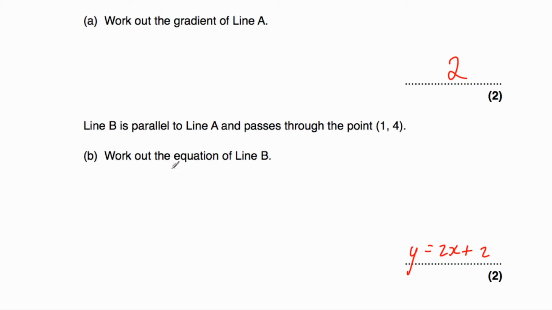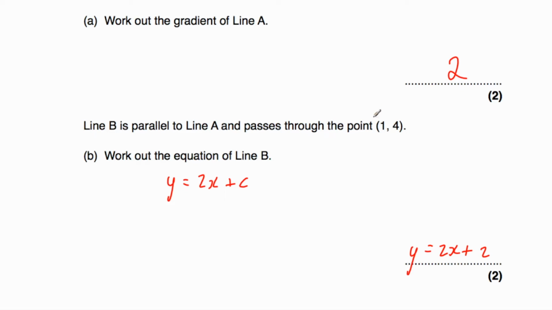So a third way would have been, now because we know the gradient of the line A was 2, we knew that the equation of the line B would have to start off with y equals 2x, and then there would be a certain number after, a plus c, that we're trying to find. So we'd write down y equals 2x plus c. Now, we know that it passes through the point (1, 4).